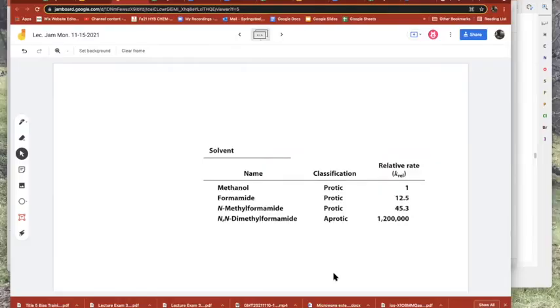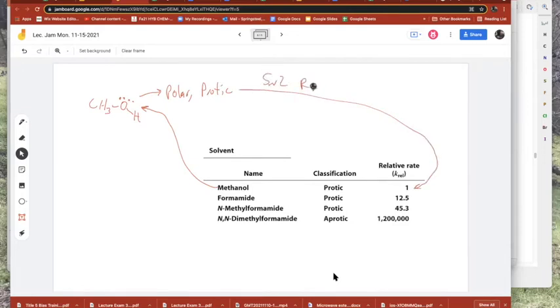So let's start off with methanol. What kind of solvent is methanol? Is it polar? Methanol is polar. Is it protic or aprotic? Protic. Yep, so its SN2 rate is slow. We're going to assign it as 1, so the other ones are greater than 1.